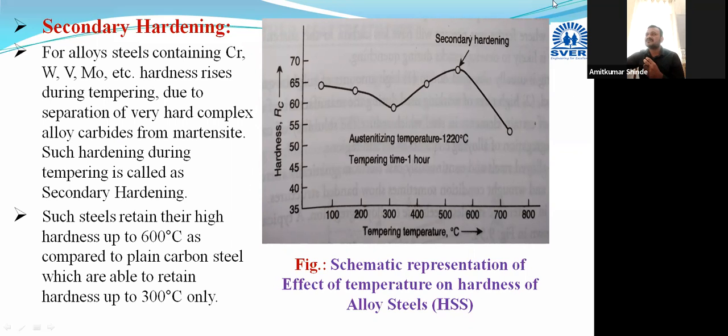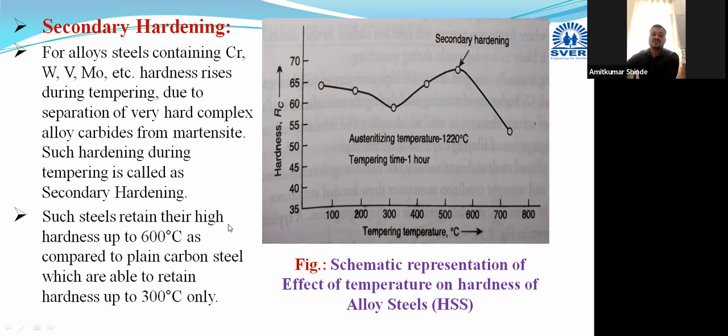Now, with this secondary hardening, such steels retain their hardness at high temperatures, up to 600 degrees Celsius, as compared to plain carbon steels, which are able to retain their hardness values up to 300 degrees Celsius only. Okay. So after this tempering, then secondary hardening.